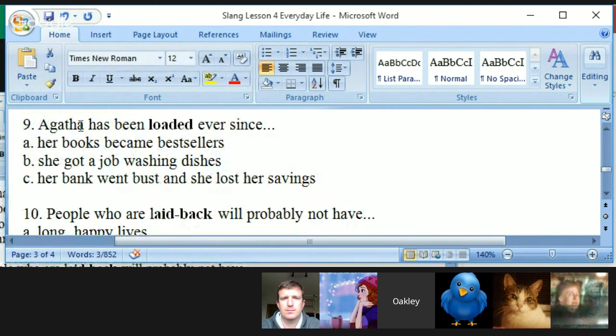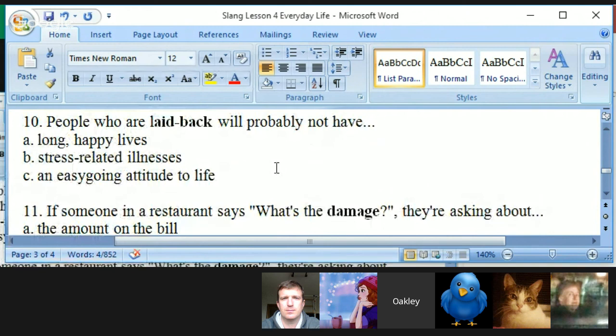Nadir. Number 9. Agatha has been loaded ever since her books became bestsellers. Okay. Thinking about the meaning, intoxicated. This is kind of funny. When a word can be used in a sentence and mean two different things, it's funny for us. Okay. She's been rich ever since her books became bestsellers. She's been drunk ever since her books became bestsellers. Maybe both. All right.